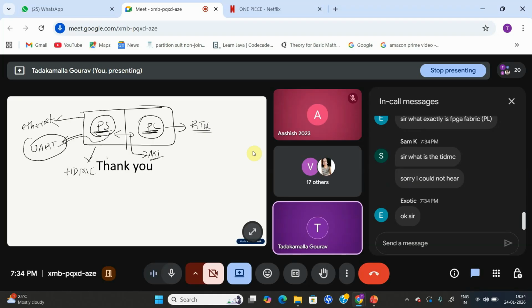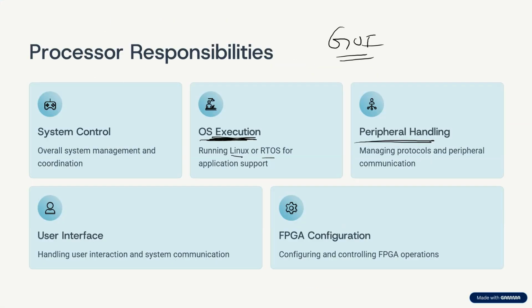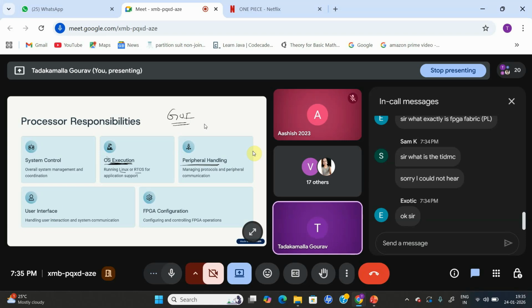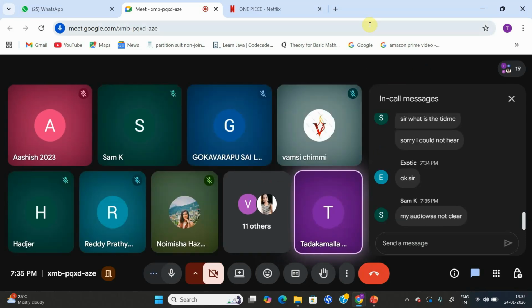TIDMC. What is this TIDMC? Sorry, I cannot understand what TIDMC is.